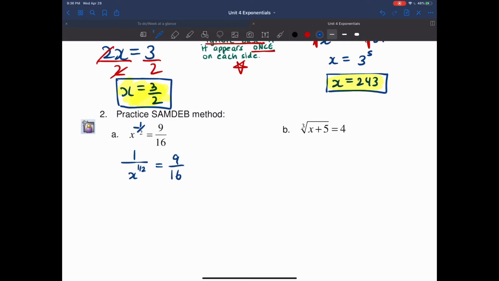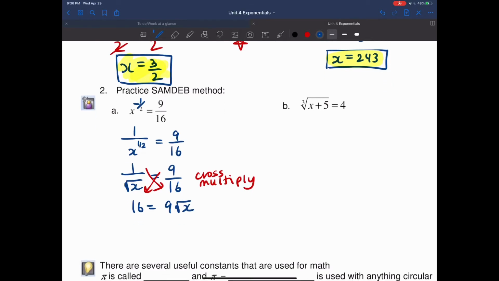Next, I'm going to rewrite it so it looks like a radical, and it's a square root of x, and I have that. So what do you think you might do next? Well, I don't really like keeping it as fractions, so I'm going to cross multiply. And next, I have 16 is equal to 9 square root of x. Next, what am I going to do? Well, I want to get x by itself, so I want to divide by 9 on both sides. And I'll get square root of x equals 16 over 9.